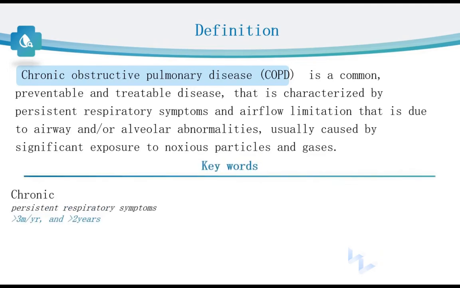The first keyword is chronic. That means the COPD patient usually gets persistent respiratory symptoms for more than 2 years and more than 3 months per year. 2. Obstructive. That means the small airway narrowing is the most common change in COPD and is also the basic change in pathology.